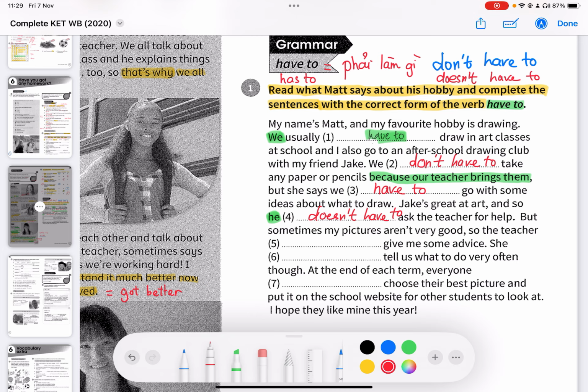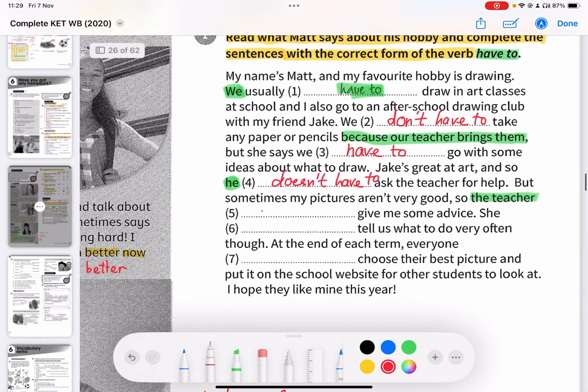But sometimes my pictures aren't very good. Mà thi thoảng thì những bức tranh của tôi thì không được tốt lắm. So, cho nên là the teacher give me some advice. Phải cho tôi một vài lời khuyên. The teacher, cô giáo, have to or has to? Yes, you're right. It is has to.